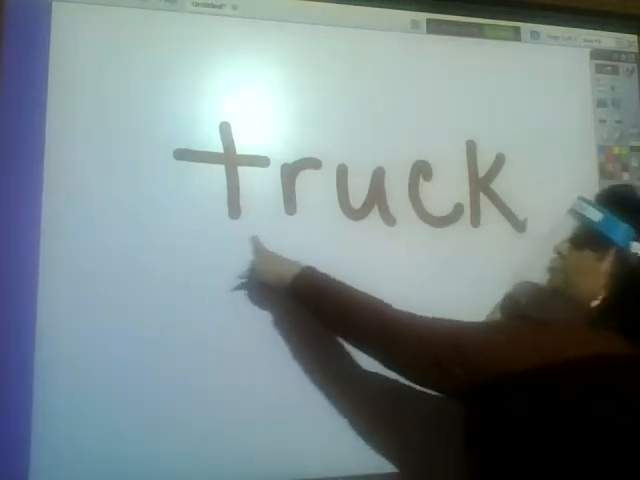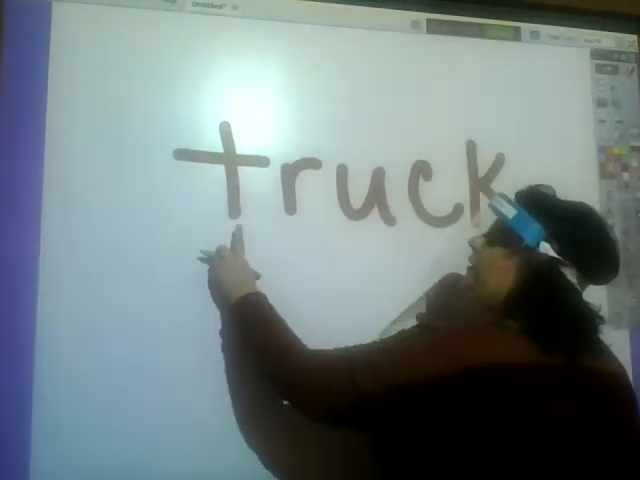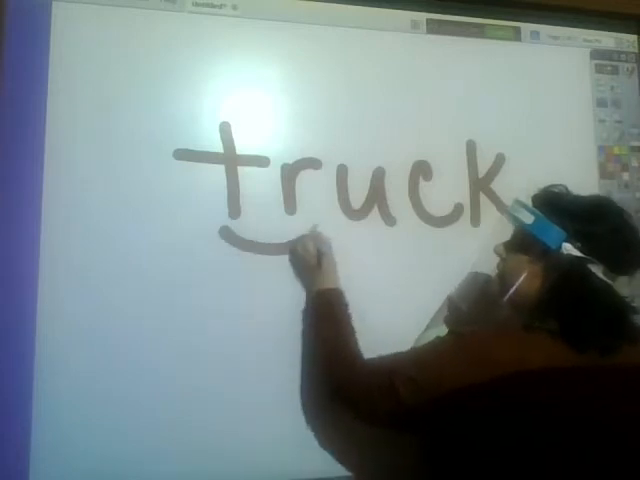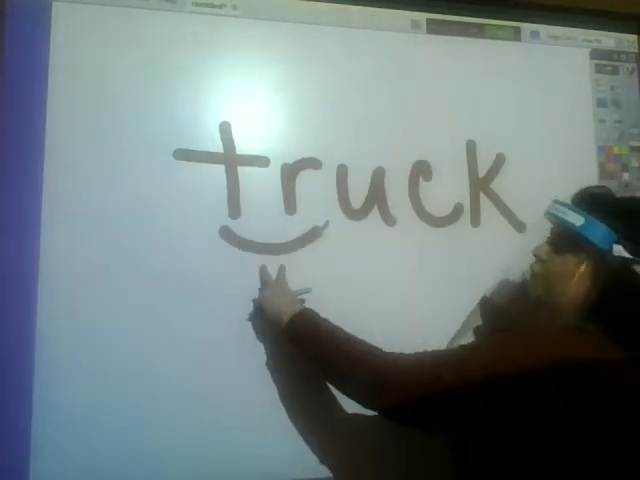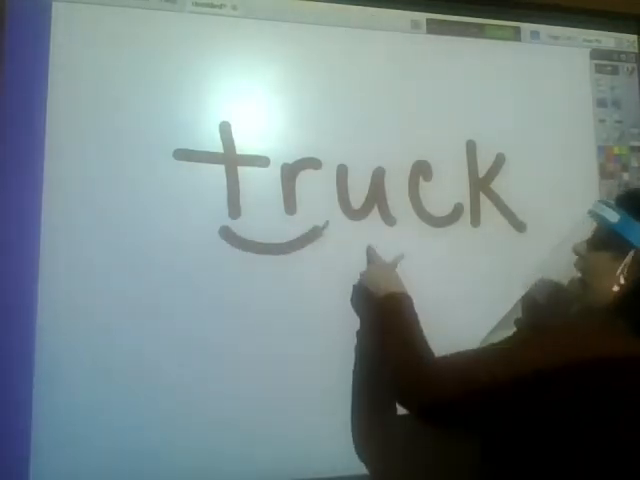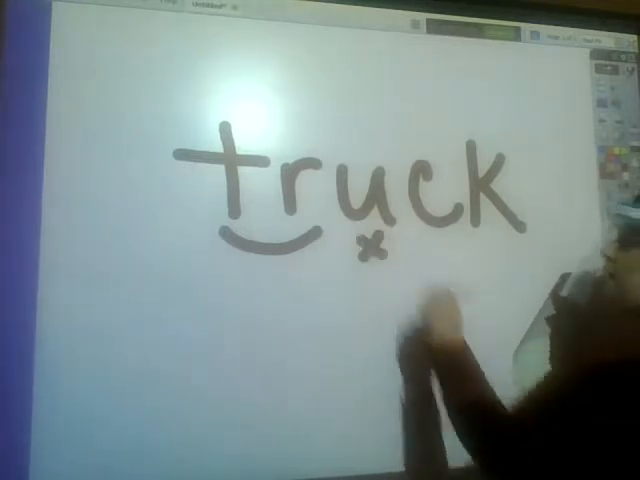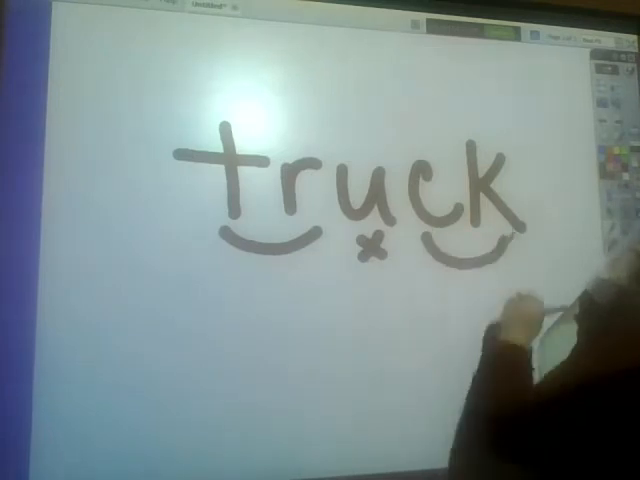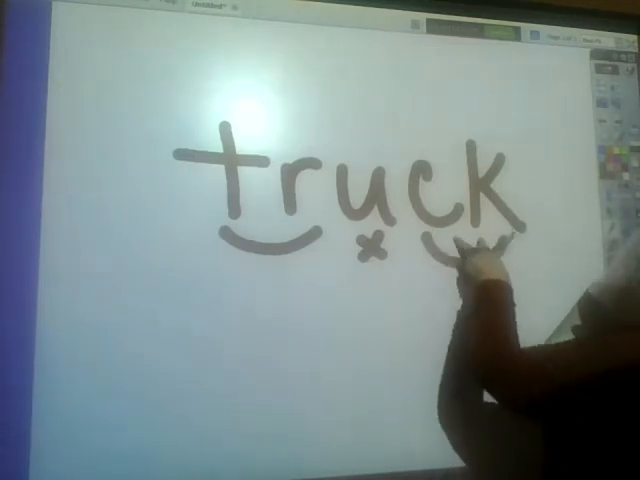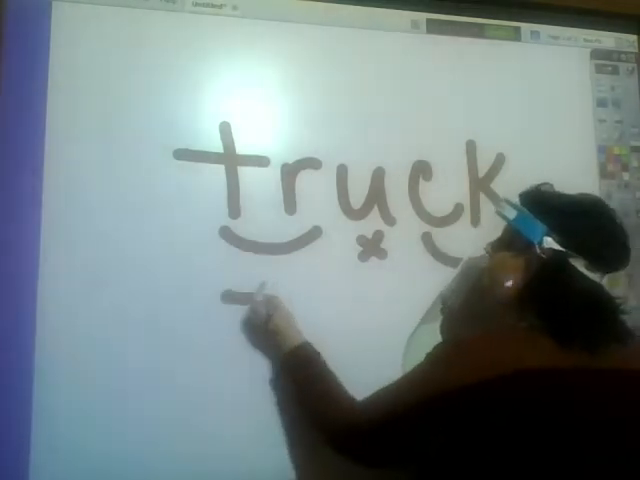This is the word truck. At the beginning of the word, you see that this blend, TR, makes the tr sound. We have our short U here, and here's another blend. This CK says K, so we have truck.